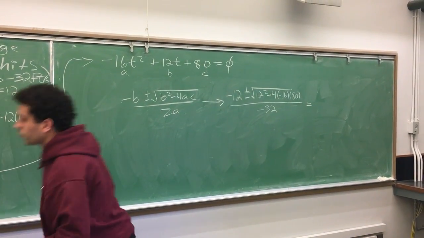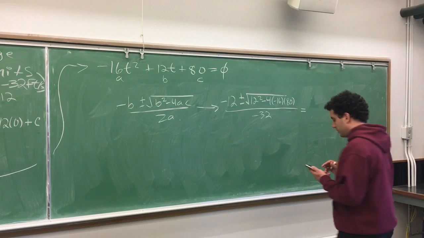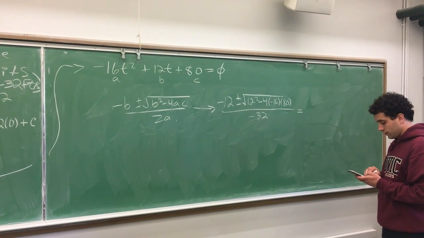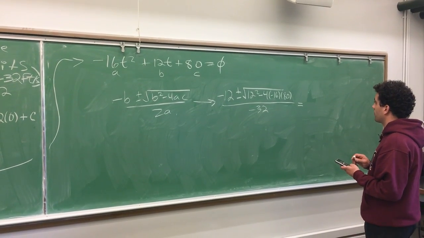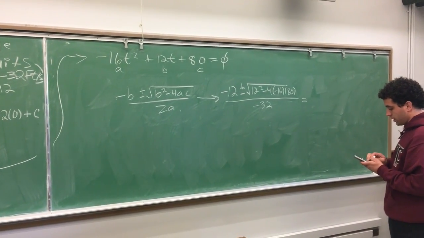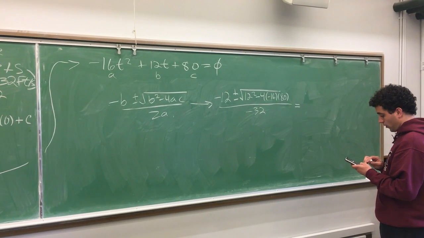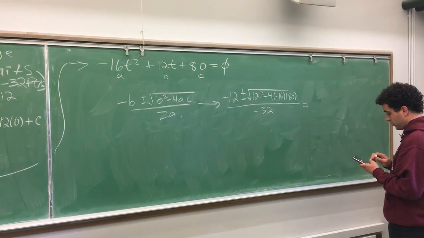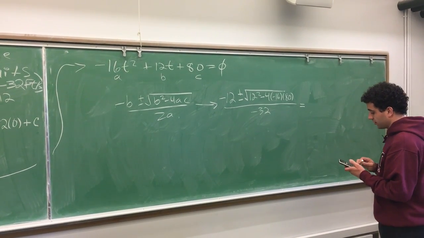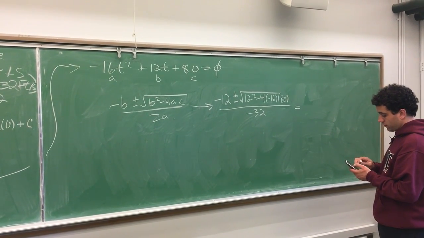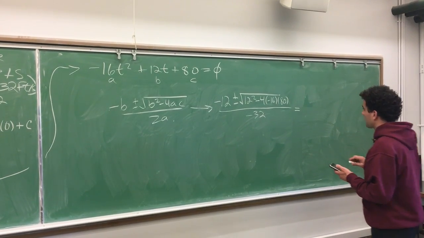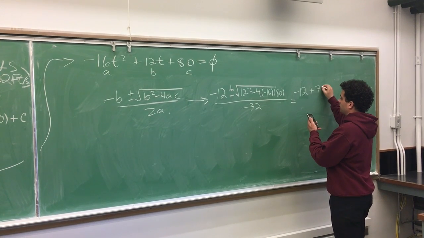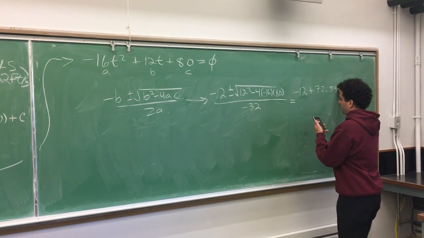You're going to get two answers. One's going to be positive, one's going to be negative. Ignore the negative one, obviously. So you got 144 minus 4 times negative 16 times 80 equals 5264. Take the root of that. So you got negative 12 plus 72.5534.